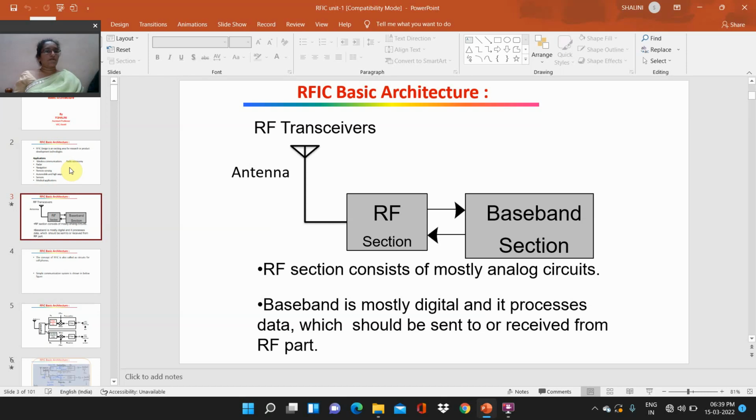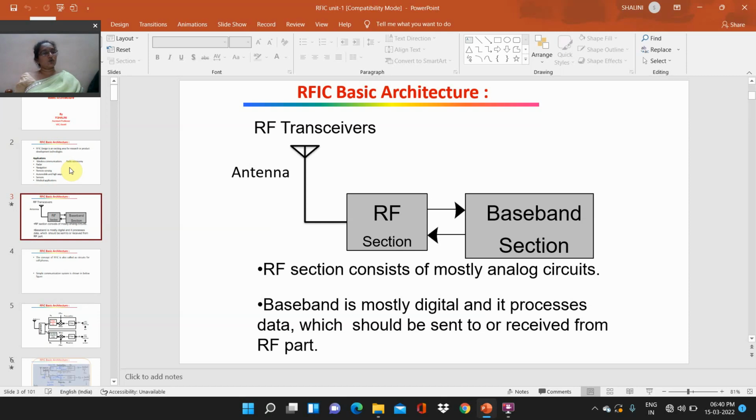And then RF transceivers. So what are RF transceivers? These are transceivers where the same antenna behaves like both transmitter and receiver section. The RF transceiver antenna is connected to the RF section, and the RF section signals will be given to the baseband section, and the baseband section signals again go to the RF section.